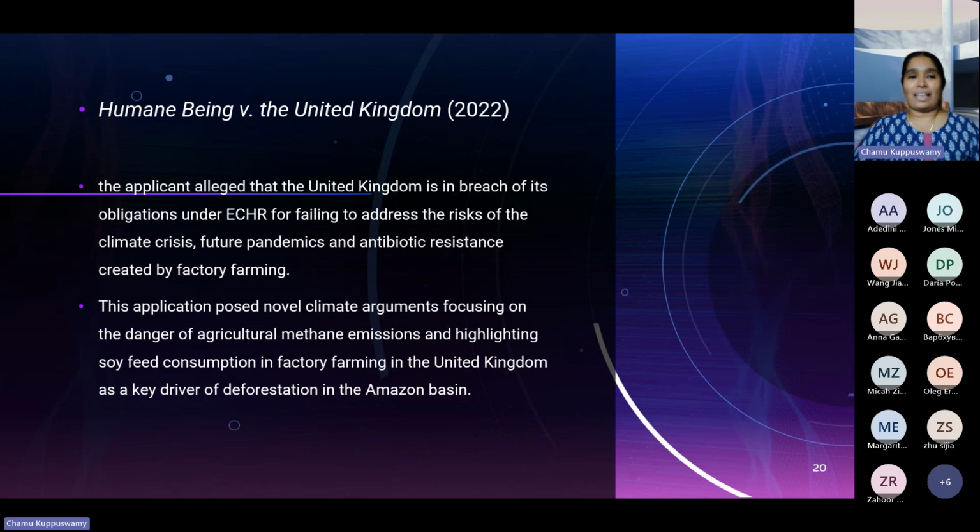Now, you might wonder, what is the connection between all of this? Pandemic, antibiotic, and factory farming? Well, that's why I said it was novel, because their arguments were quite novel in this. And mainly, they argued that focusing on the danger of agricultural methane emission, and they highlighted the soya feed consumption in factory farming in the UK, and these both were actually drivers of deforestation in the Amazon basin. So they were going all over the place, establishing the causal link. So they were trying to say that because of how the globalized agricultural economy works, there are certain routes which are detrimental for states to implement their adaptation policy.